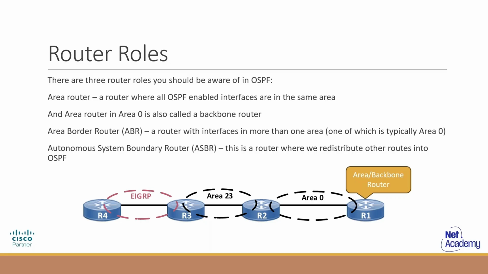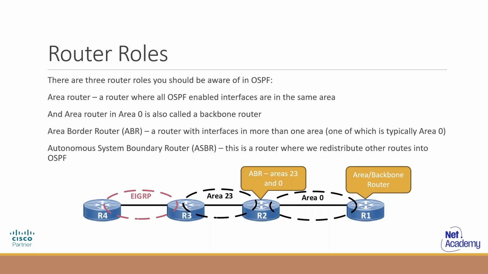An area border router is a router who has interfaces in at least 2 distinct areas. So in this case, R2 has an interface in area 0 and an interface in area 23. That makes it an area border router. It borders 2 different areas, in this case, area 0 and area 23. And we'll talk a little bit later about some of the special capabilities that come with being an ABR. ABRs are going to be very important when we get into area design, probably in a few sessions.